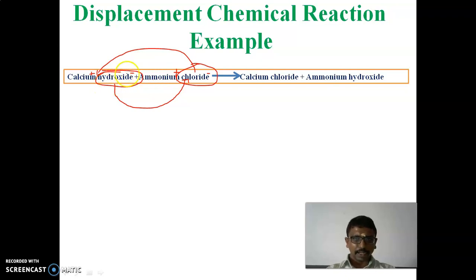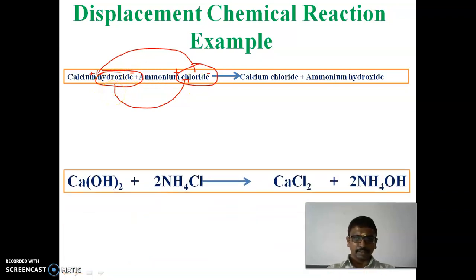The exchange of ions will take place. So the formula is Ca(OH)2 plus NH4Cl gives CaCl2 plus NH4OH. So this is the equation. In calcium hydroxide, calcium is the cation and hydroxide is the anion. In ammonium chloride, ammonium is the cation and chloride is the anion. So here the chloride is exchanged and it will form calcium chloride, and here the hydroxide is exchanged.